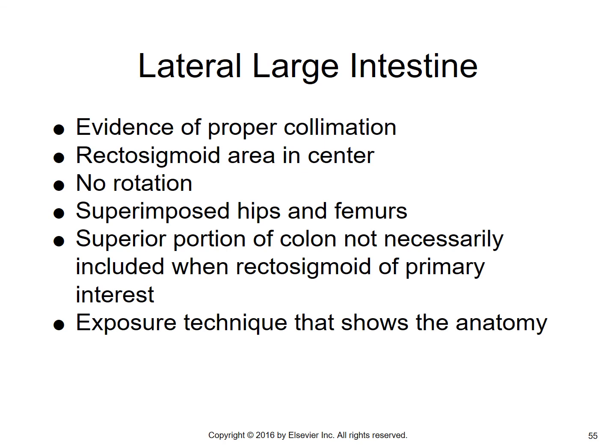For the lateral of the large intestine, proper collimation, what are we interested in? We're interested in the rectosigmoid area. Okay, so that should be in the center. There's no rotation. Superimposed hips and femurs. Superior portion of colon not necessarily included, so if you clip it, that's okay when the rectosigmoid is of primary interest. And exposure technique that will allow you to see the anatomy.